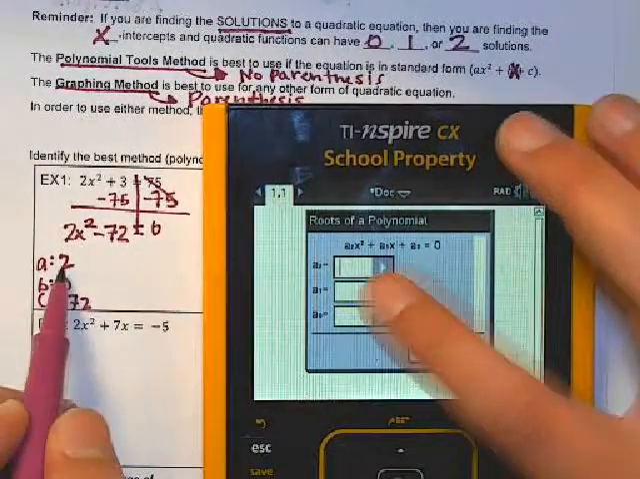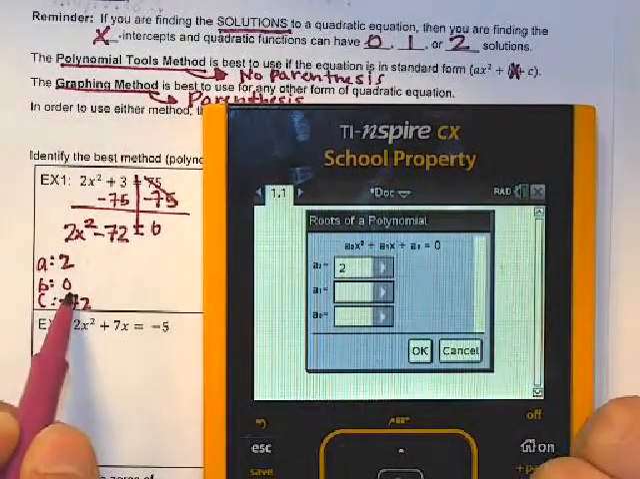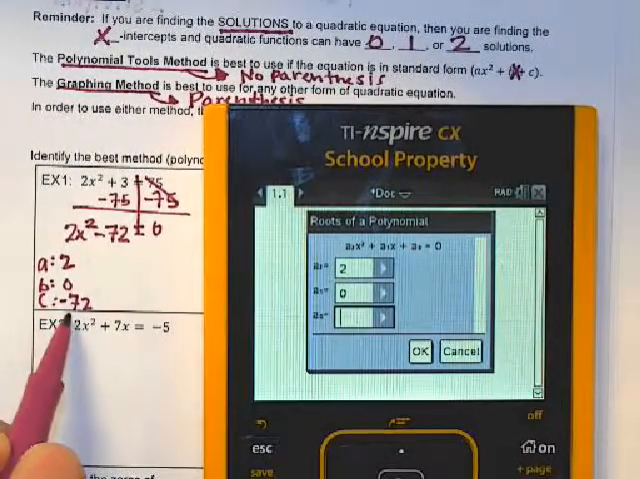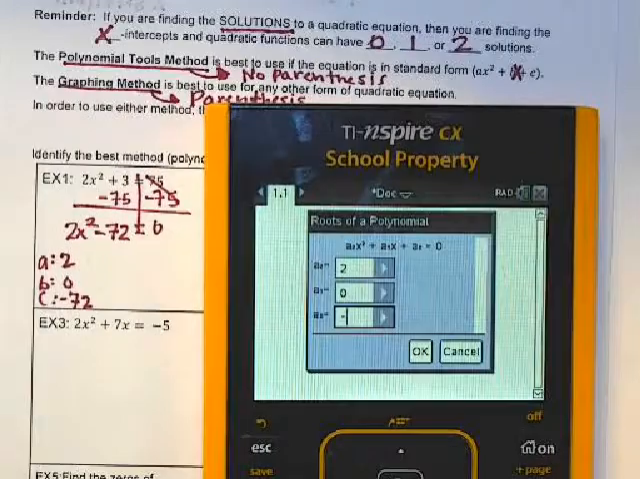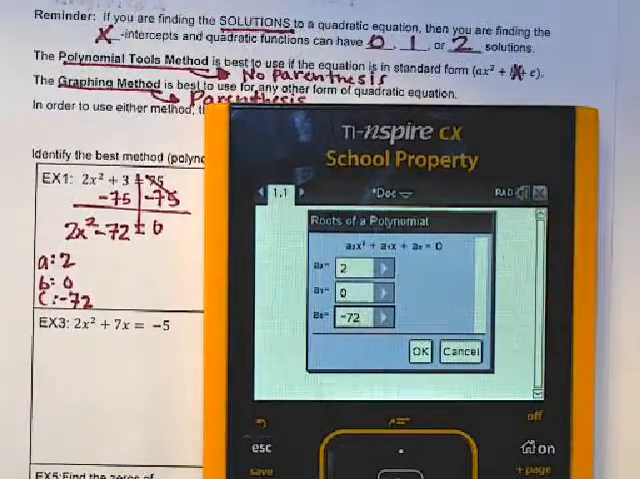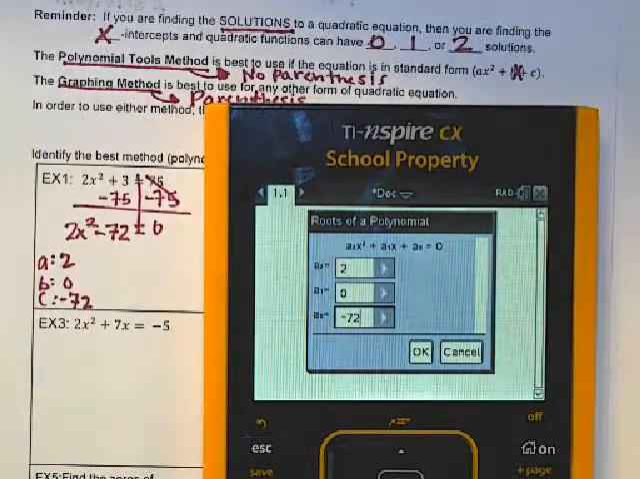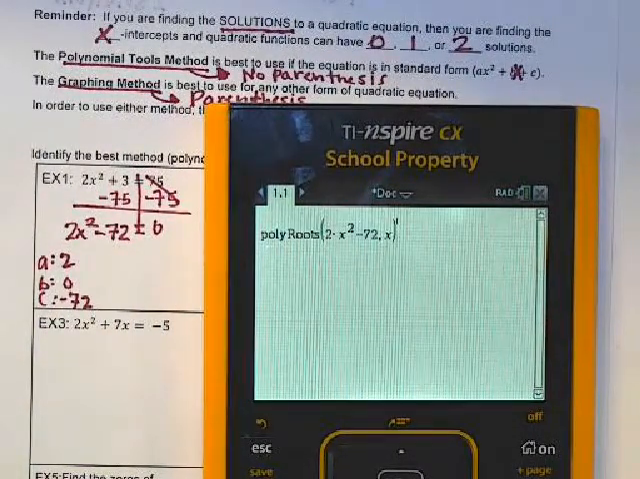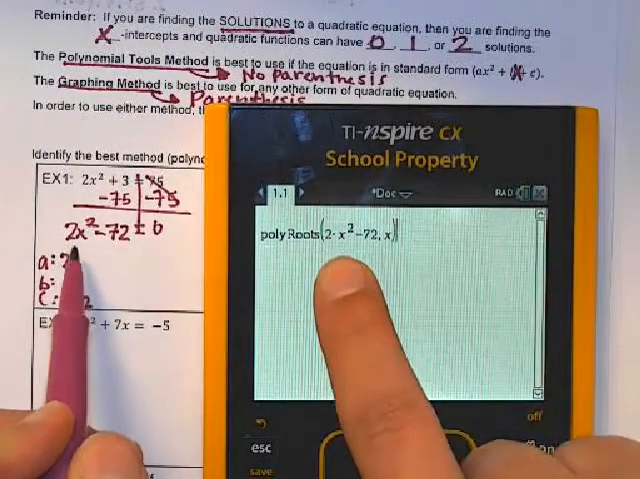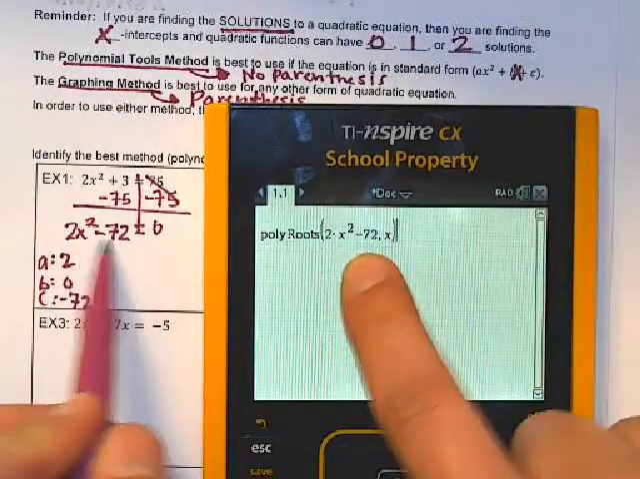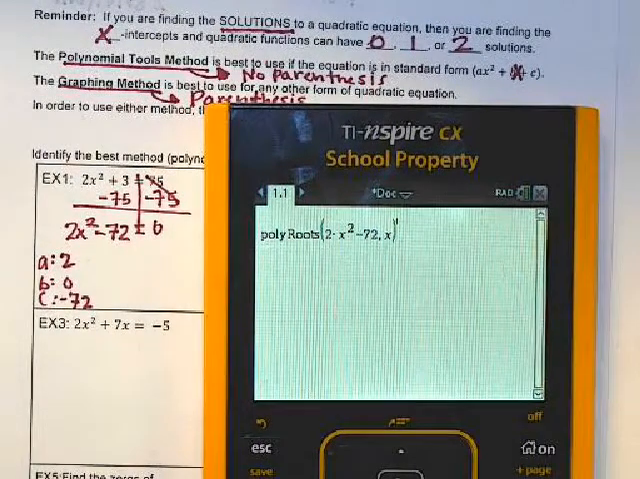What's my first number? 2. We said we don't have a b, which is 0. And then my last number, make sure you do negative 72. If it's a negative sign in there, you got to make sure you put that negative with it. Don't do a minus. It won't work. Okay? Hit enter, enter. What we just said, 2x squared minus 72. It looks the same, so I'm good there. Then I'm going to hit enter again.